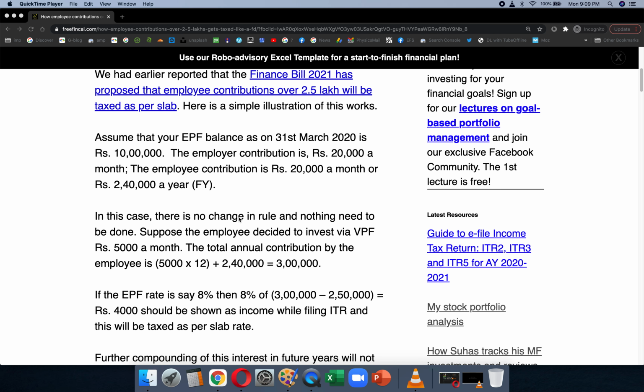Any excess amount above 2.5 lakhs, the interest on that excess amount will get taxed just like a fixed deposit. You have to show the interest every year in your ITR and pay tax as per slab. So that's essentially how it works.